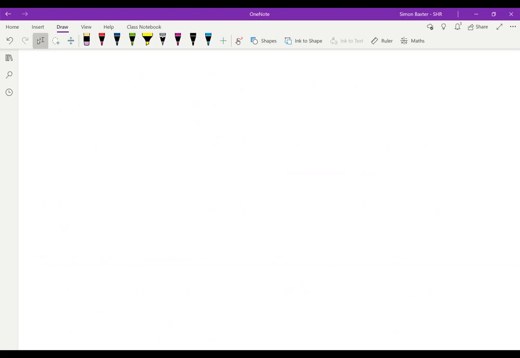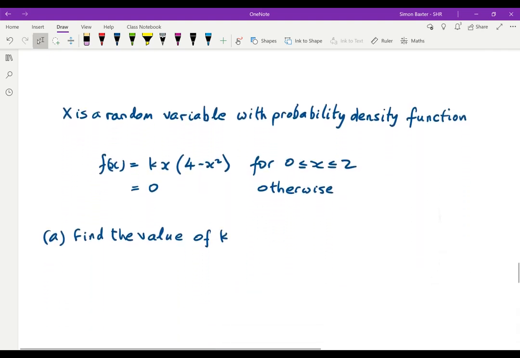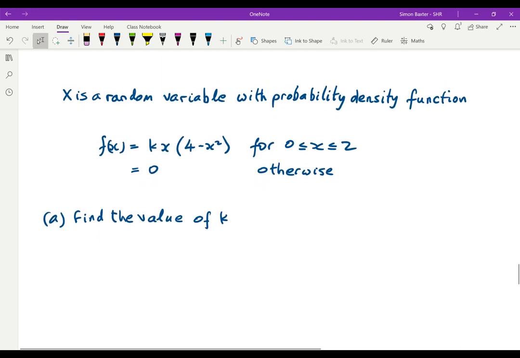Well, let's now look at an example showing how we can put all this together. Suppose that x is a random variable with probability density function f of x equals k times x times (4 minus x squared) for 0 less than x less than 2, and outside that region f of x is 0. Find the value of k.